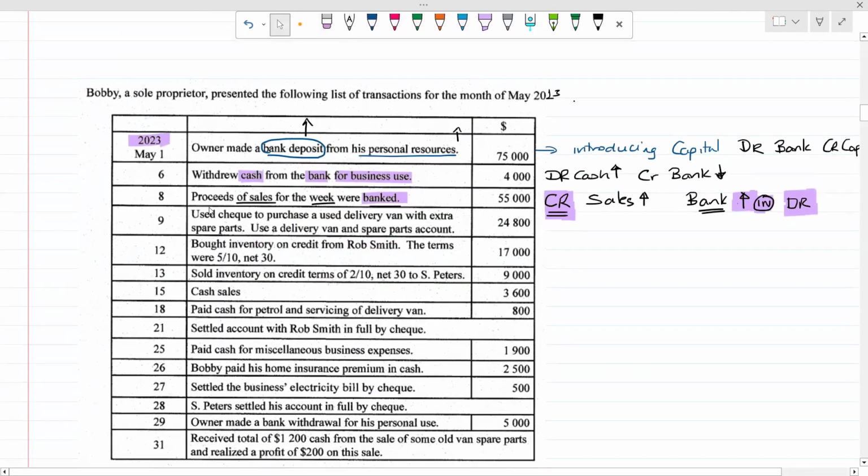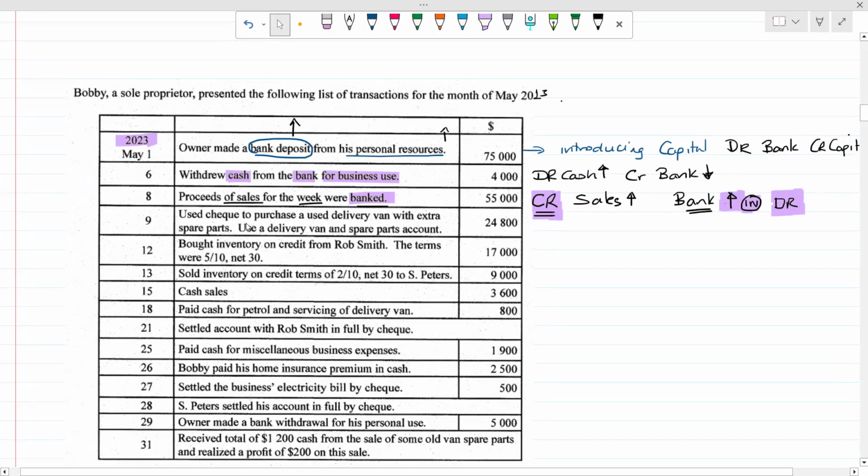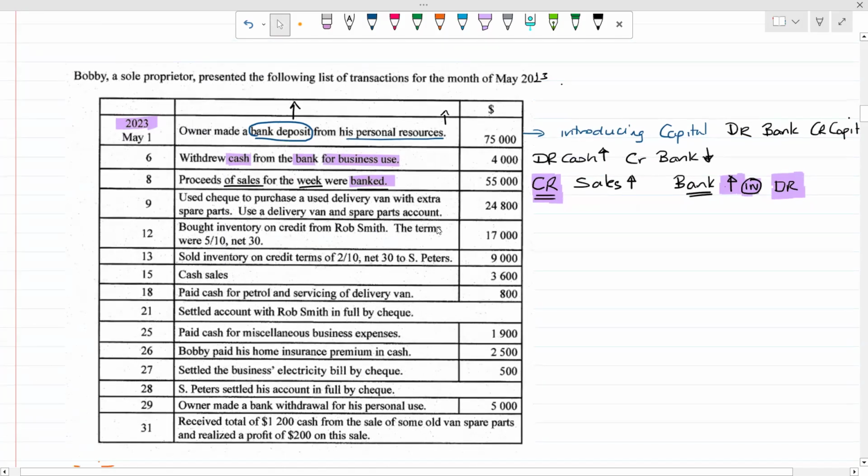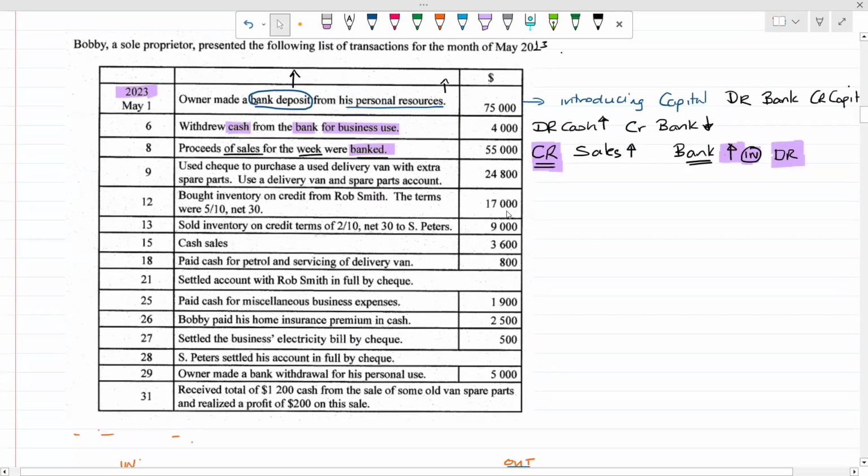All right, so we're going again. We use a check to purchase a used delivery van with extra spare parts. Use a delivery van and spare parts account, $24,800. So we're not separating it. We're just going to use a delivery van and spare parts account, one account for both of them.